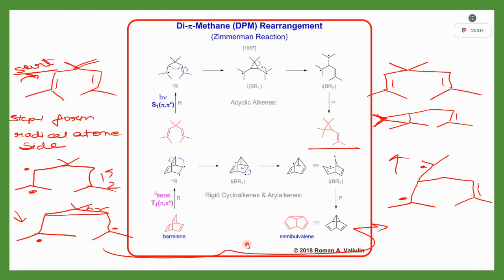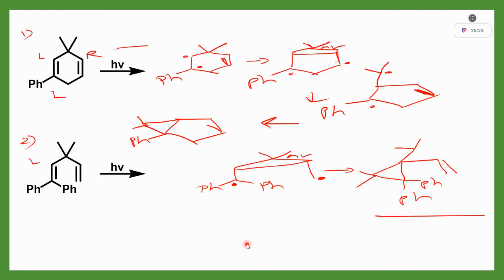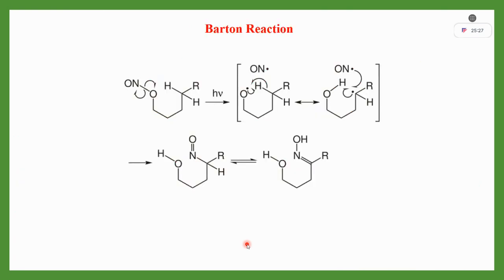After that, we have covered the di-pi-methane rearrangement, which was first given by Zimmerman in 1967. Basically, non-conjugated dienes are there, and we have solved problems based on that. Now we will move ahead to the Barton reaction.